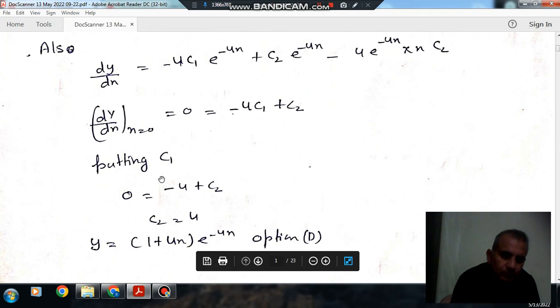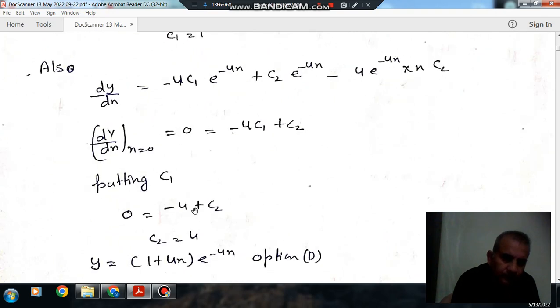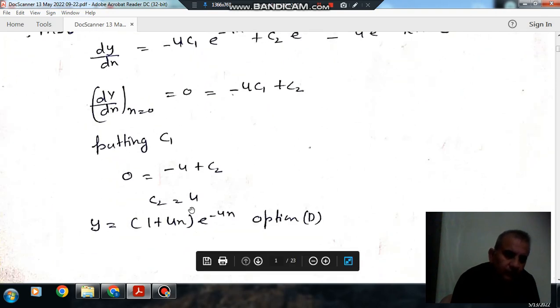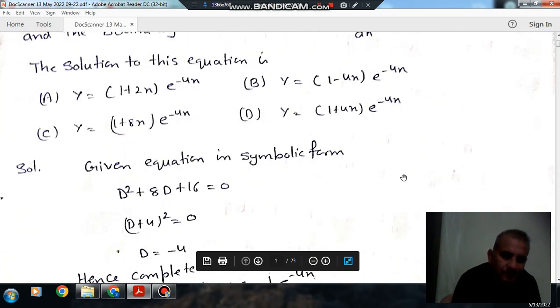So from this, since we have got c1 initially, putting the value of c1 and finding c2, it will be 4, and y will be, with c1 equal to 1 and c2 equal to 4, (1 + 4x) e^(-4x). Option D is the right answer.